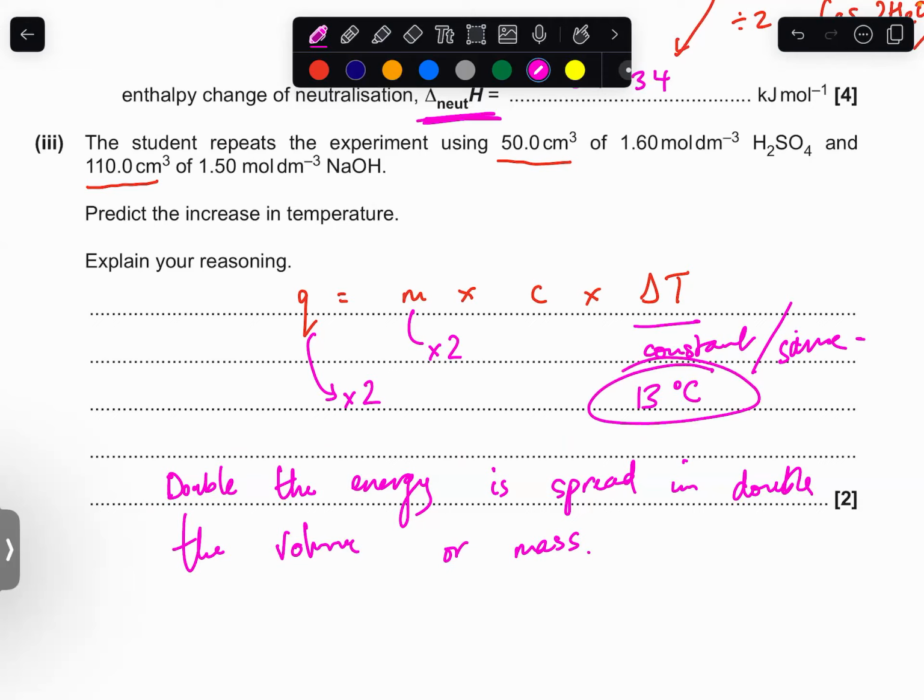Yes, Huda? So why do you have to keep it constant? Sorry. Okay, no, but maybe let's take away the word constant. You see, because the mass is changing, the temperature difference is going to be the same. Why is it? Because the energy is doubled, but that doubled energy has spread through double the volume. So it doesn't affect the temperature. Temperature change is going to be the same.